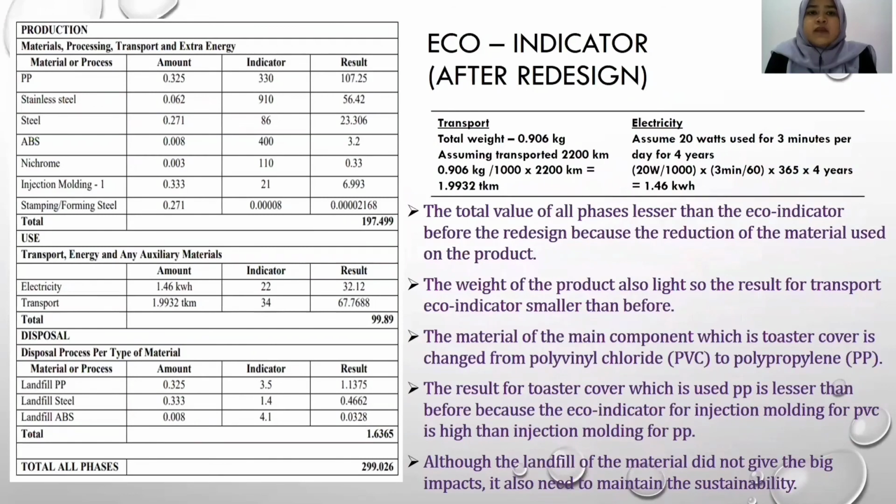This is the table for the eco indicator after redesign. The total value of all phases is lesser than before the redesign. The material for after redesign is also changed from PVC to PP. The eco indicator for the after redesign had a smaller value, which is 299.026. Although the disposal has the smaller value, the landfill of the material did not give a big impact, but it needs to maintain the sensibility. That's all from me. Thank you.